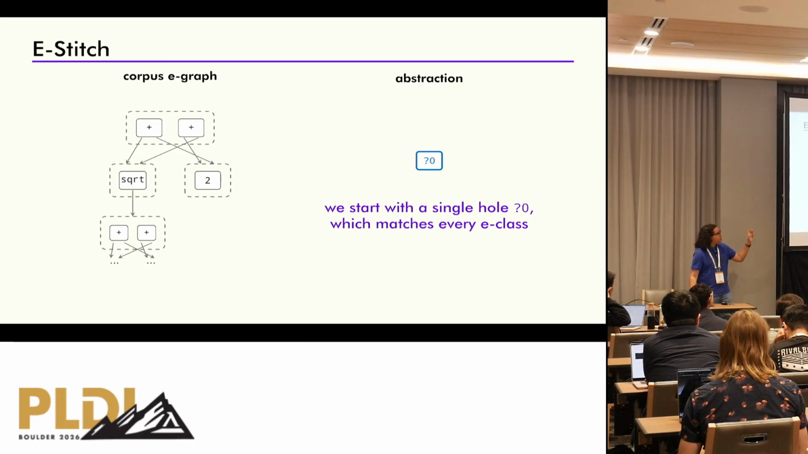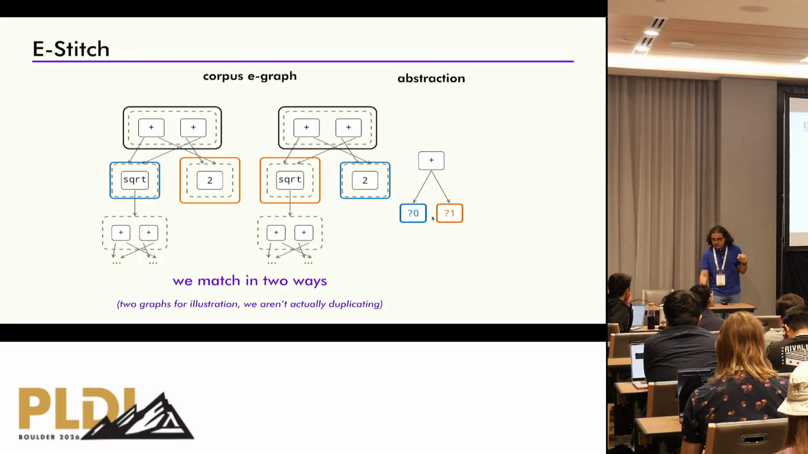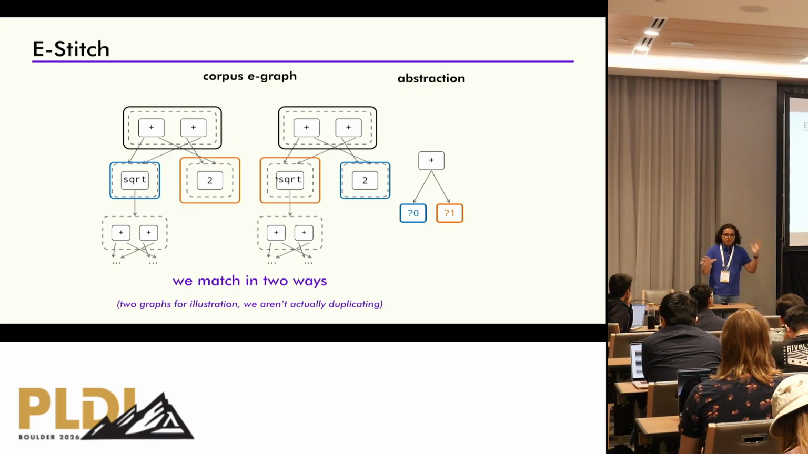So effectively here, take this e-class, which has 2 different plus nodes because it's commutative. And the 2 children are square root of something and 2. And when we apply our expansion to this, we match in 2 different ways, right? We can match in one way where the left child of the plus is the left child in the original corpus, the square root, and the right child is 2. And we can also apply in the opposite way, where the left child is the 2 and the right child is the square root. Now, I've shown 2 copies of the e-graph here, but crucially, we're not actually duplicating anything. We've just got these 2 different matches that we're tracking.